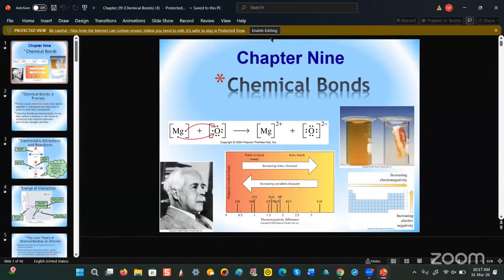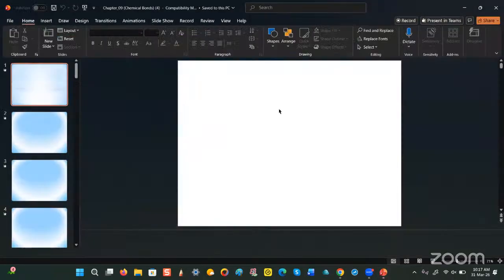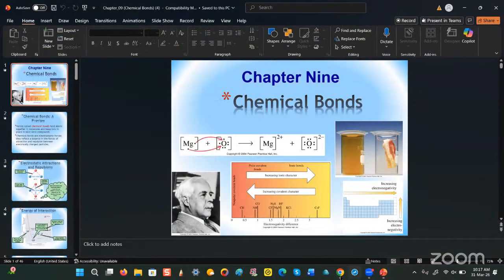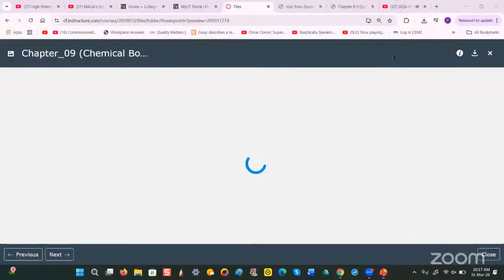Okay, so chapter 9 is dealing with the important concept of bonding. And this is important because you need to understand that when it comes to compounds, one of the reasons why compounds are stable under normal conditions is because of attractive forces that exist between particles.